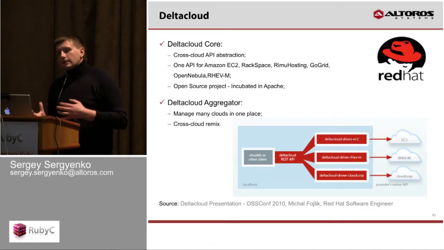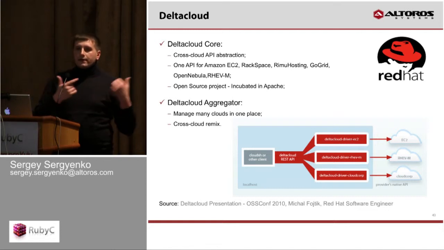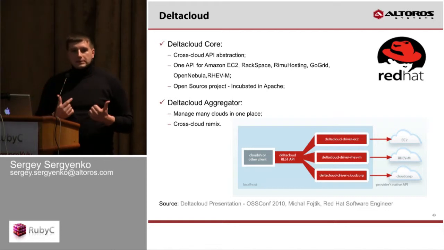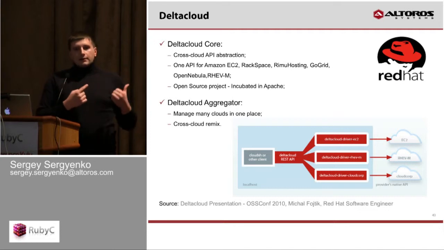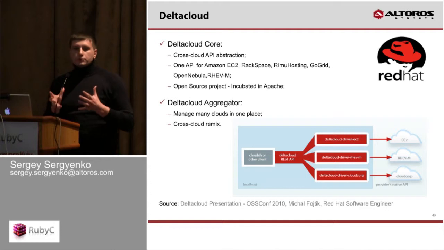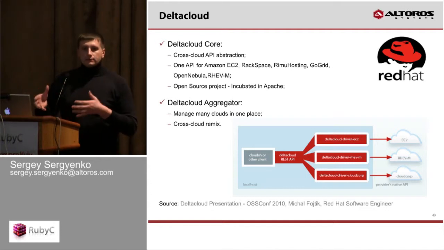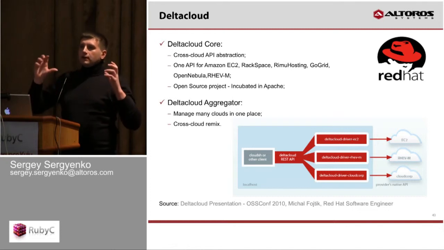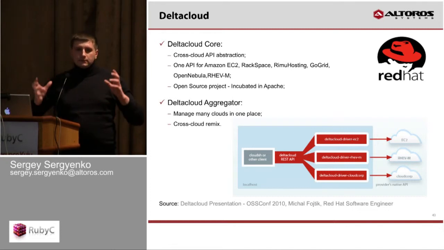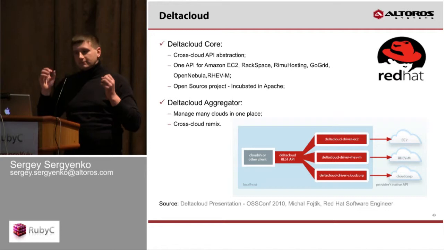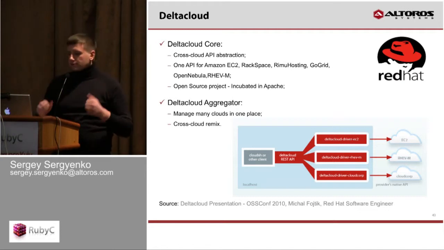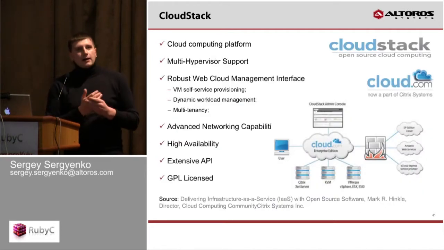Also, Delta Cloud provides their own free cloud management system. It's pretty young. It's based on the OpenNebula project, and if you want to get a quick start with multi-cloud, you can try Delta Cloud. It's pretty simple, pretty easy, very clean, written in Ruby. It's all right.